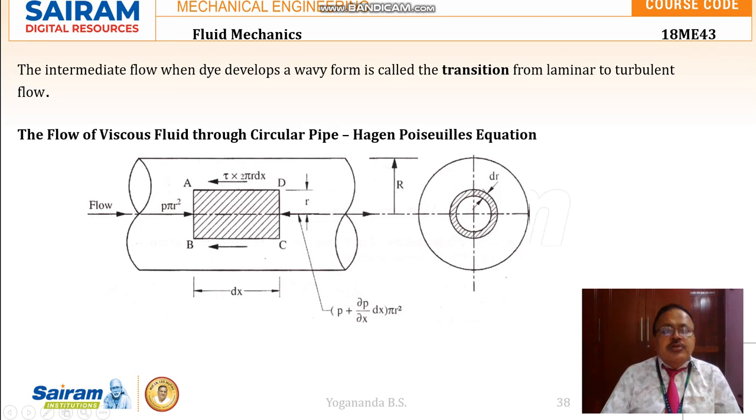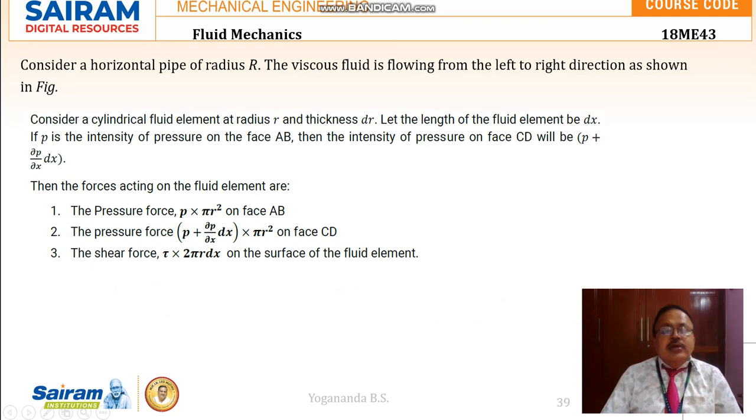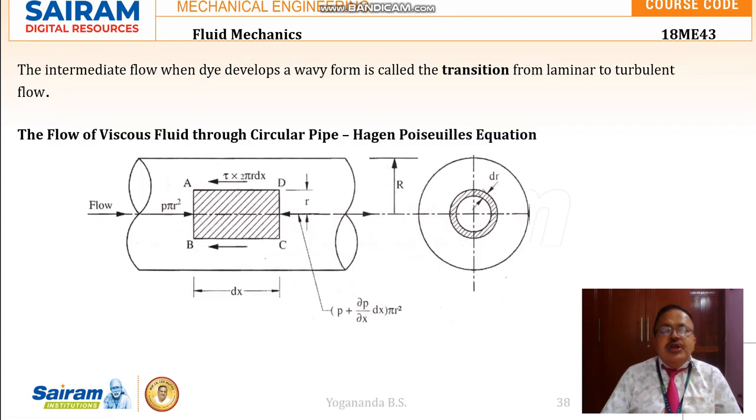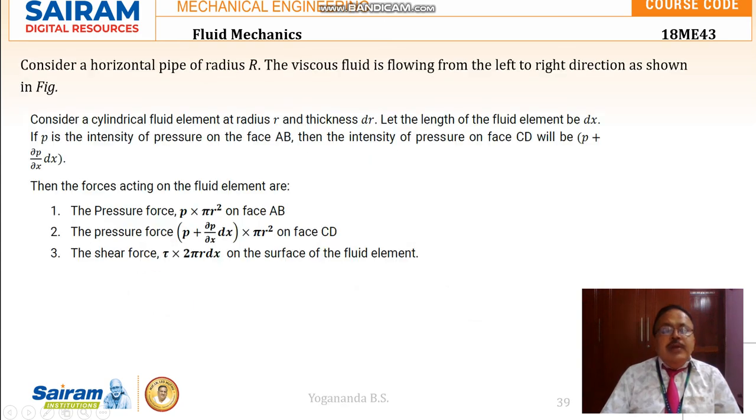Pressure is force by area, so pressure force is pressure into area. Pressure is P, and the area of the fluid element is pi r squared, or pi d squared by 4. Then the intensity of pressure on the opposite face CD is P plus del P by del x into dx, so the pressure force in the opposite direction is P plus del P by del x dx into pi r squared. Now the pressure force in the direction of flow is P into the area of the fluid element, pi r squared.